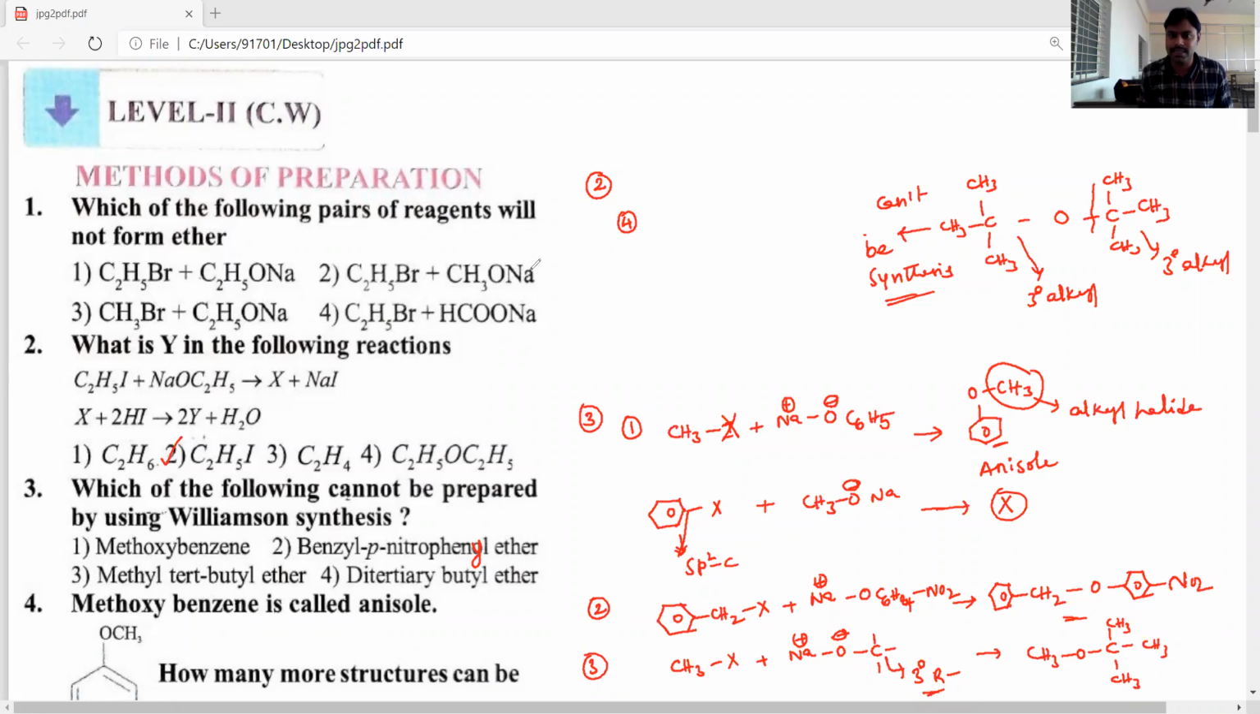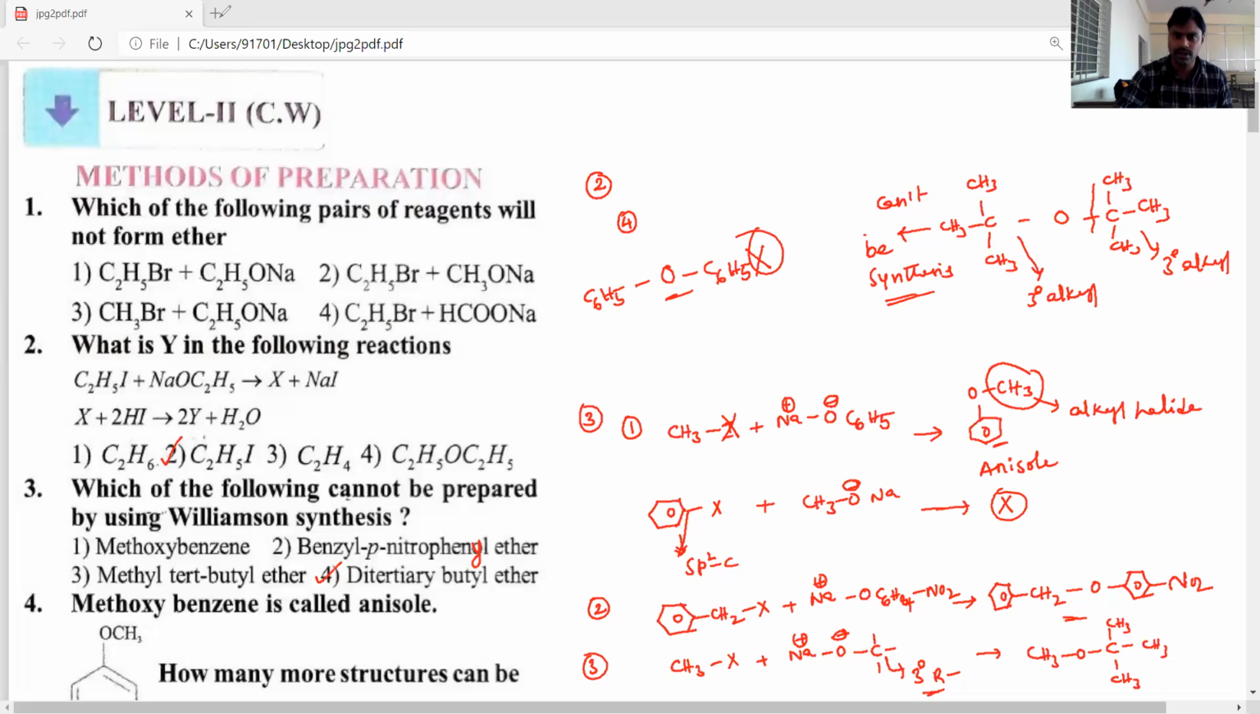If both are phenyl groups, this also we cannot synthesize. This type of ethers also we cannot synthesize. C6H5 bond O bond C6H5 we cannot synthesize in Williamson ether synthesis because both are aryl halides, meaning the halogen is attached to an sp2 carbon. Both alkyl groups being tertiary is also not possible for Williamson ether synthesis. So the answer is the fourth option: this type of ether we cannot synthesize from Williamson ether synthesis.